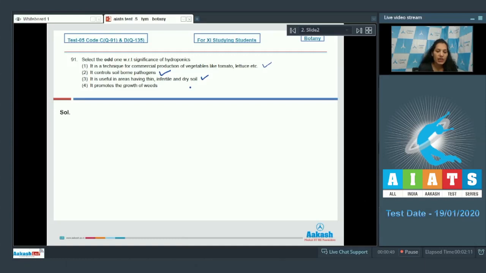Fourth one, it promotes the growth of weeds. No, it controls the growth of weeds. So this is incorrect. So the correct option for the given question is option number 4. Let's move to the next question.